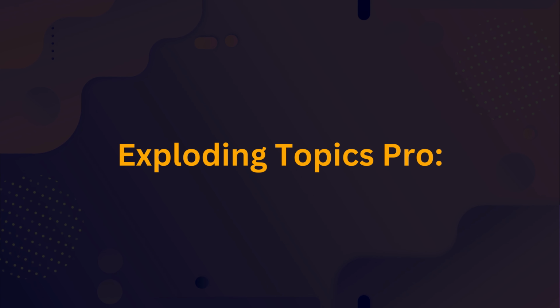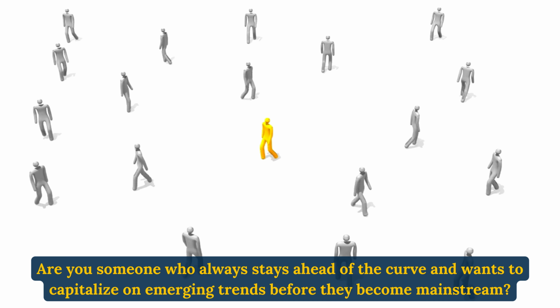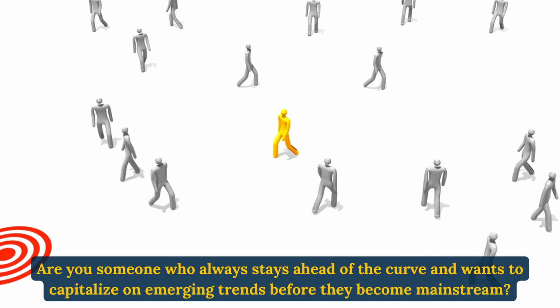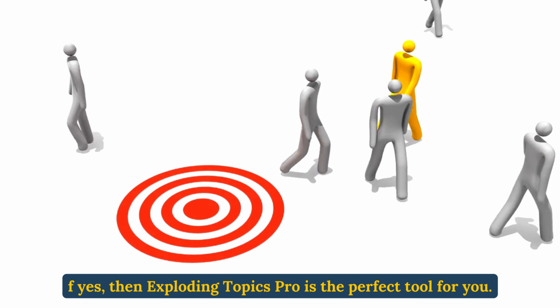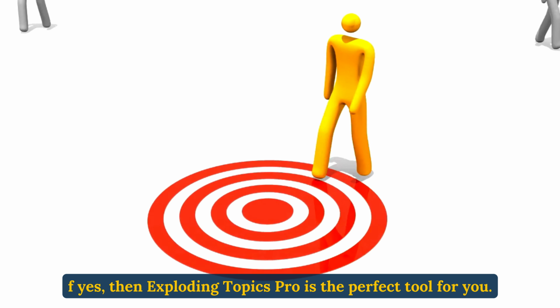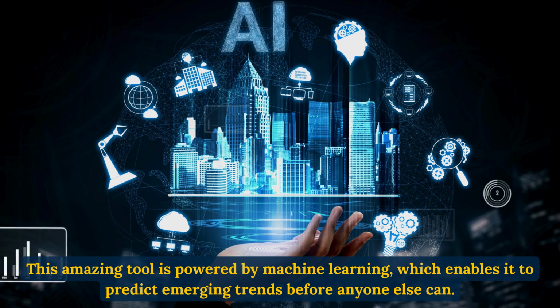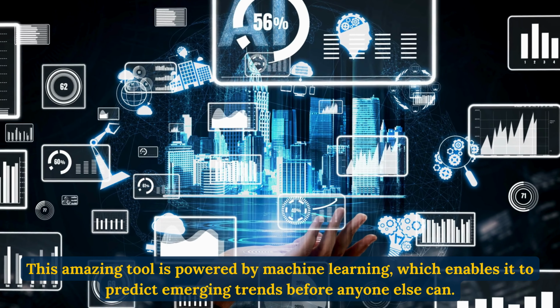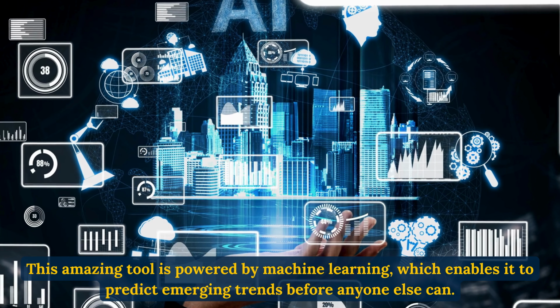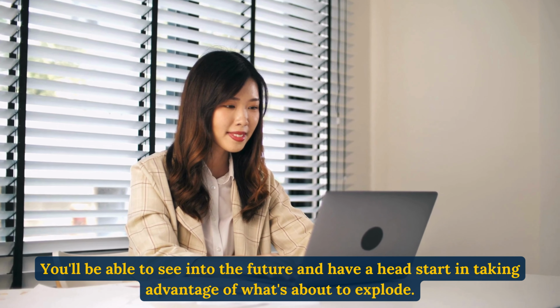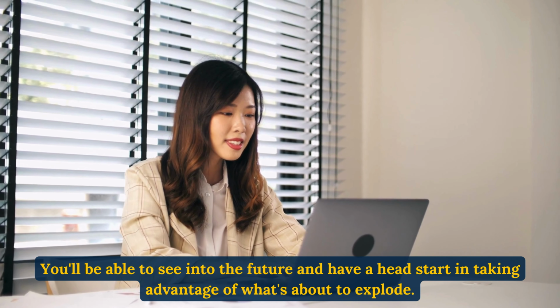2. Exploding Topics Pro. Are you someone who always stays ahead of the curve and wants to capitalize on emerging trends before they become mainstream? If yes, then Exploding Topics Pro is the perfect tool for you. This amazing tool is powered by machine learning, which enables it to predict emerging trends before anyone else can. You'll be able to see into the future and have a head start in taking advantage of what's about to explode.